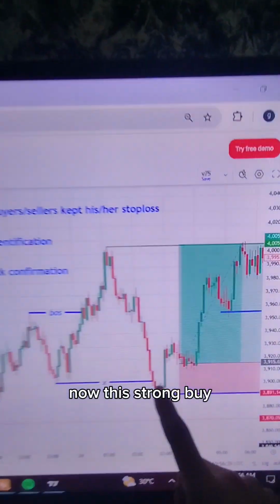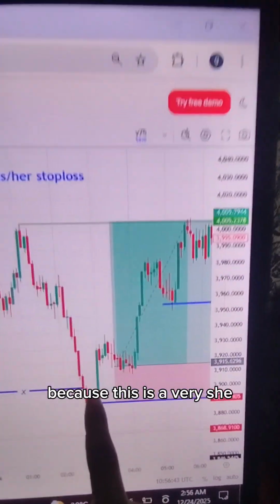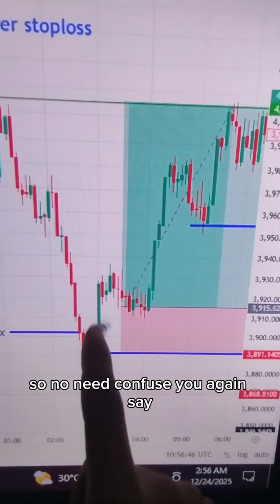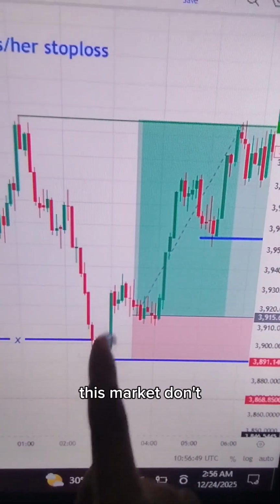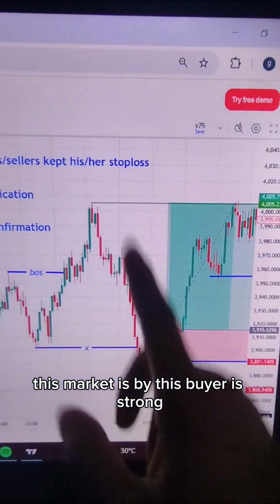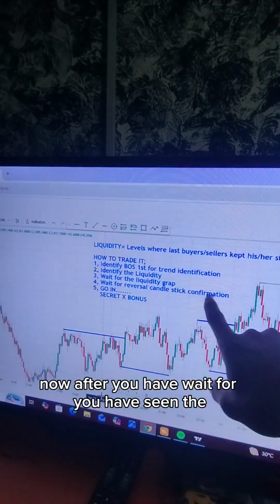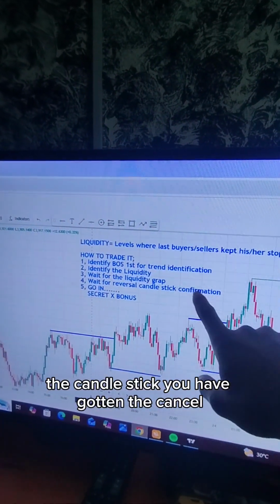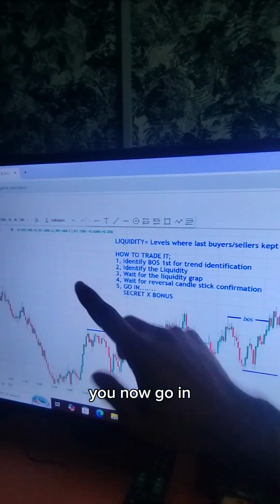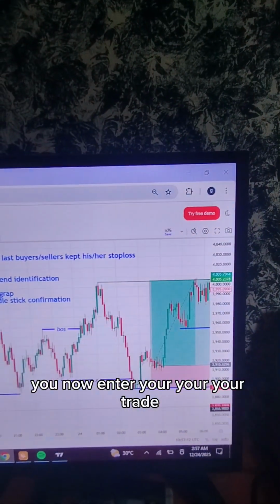This is the reversal start. This strong buy should tell you that buyers have finally come in. After this buy, you should know that buyers have now come in. Now after you have seen the candlestick and gotten the candlestick confirmation, you now go in. You can now trade, and you target the next high from where you entered your trade.